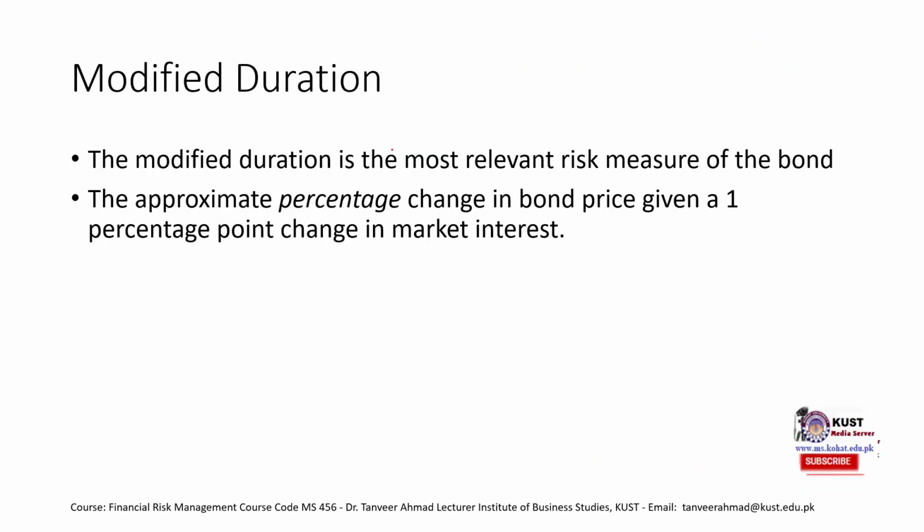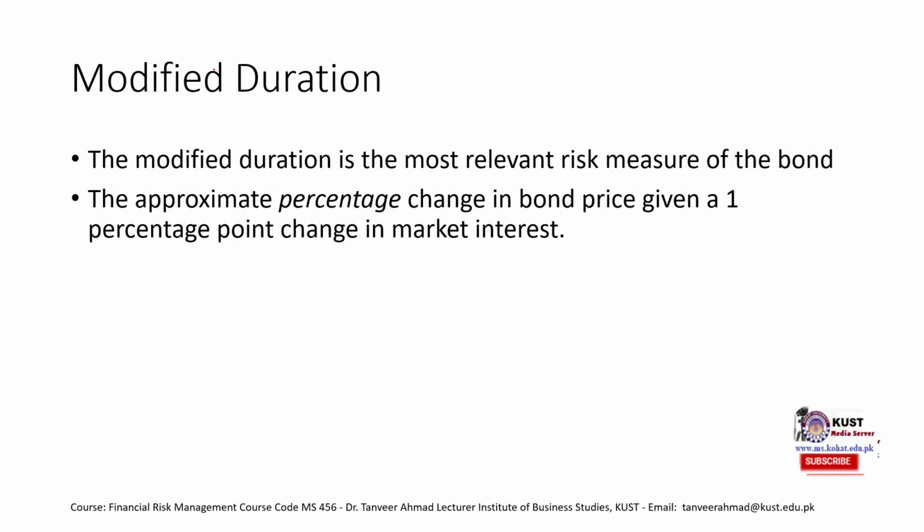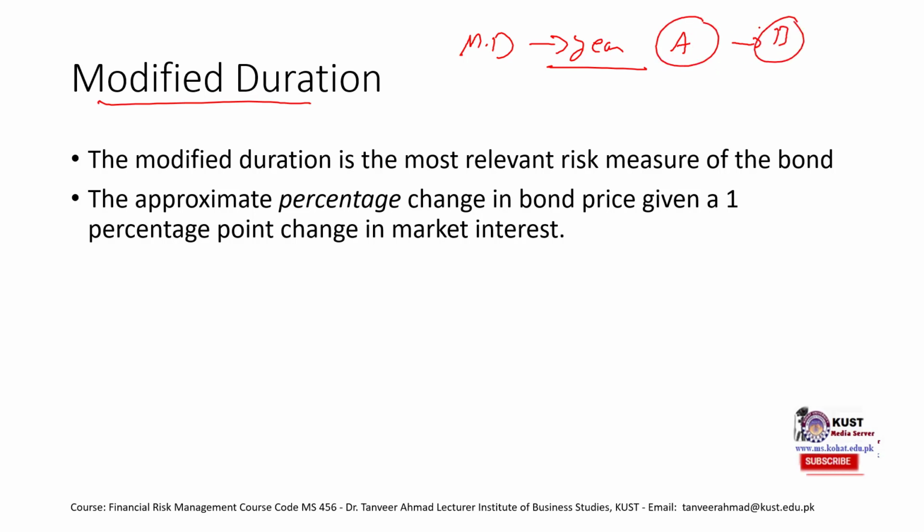Okay, so this brings us towards our second analysis technique, which is modified duration. The modified duration is most risk relevant. Why is that so? Because although Macaulay duration tells us the answer in number of years, it does tell us which bond is riskier, whether bond A or bond B. If we compare their Macaulay duration, the higher the Macaulay duration, the more would be the risk.